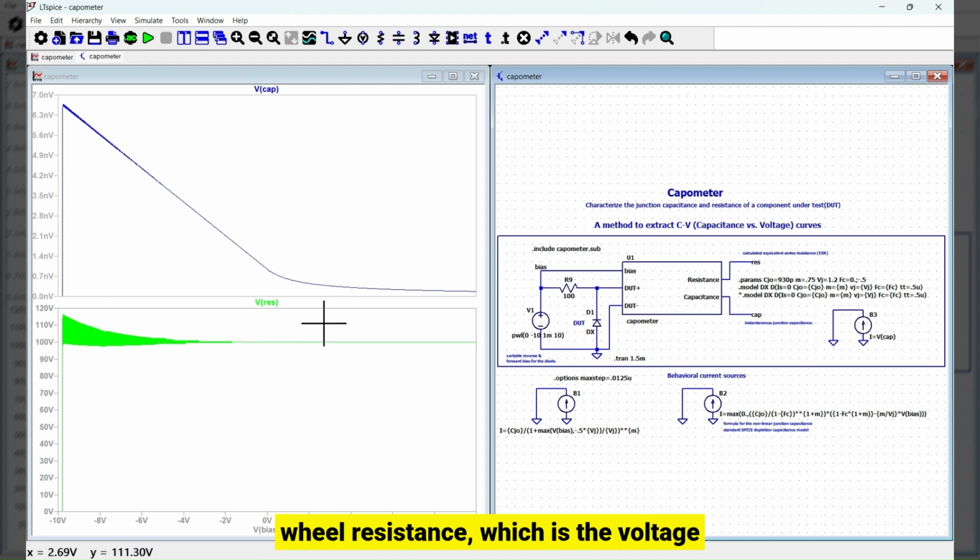And then we have V resistor, which is the voltage across the internal resistance of the diode, or you can say ESR, equivalent series resistance. It is the indicator of the ESR of the diode, where you can see in the reverse bias region of the diode, we have some noise across the diode, but when the diode reaches towards the forward biasing, you can see that it is showing 100 volts. This is also a representation of the resistance which we have used.